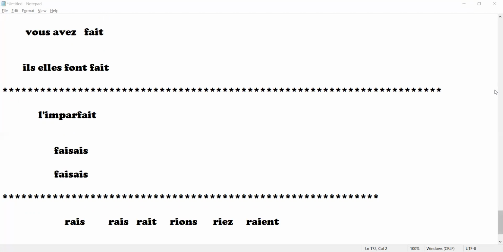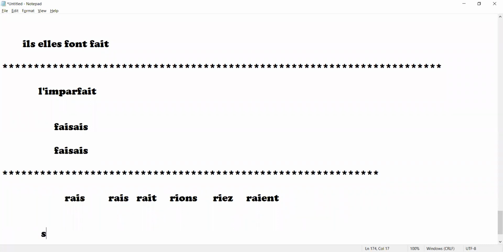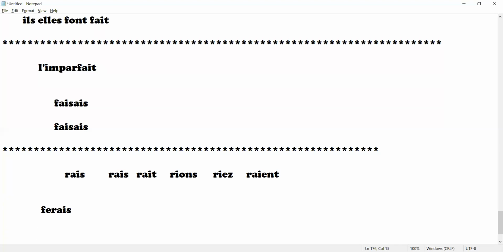Now, what would be my conditional? I will say, je ferai. Repeat it, please. With savoir, we use S-A-U in the future. But over here, we have F-E. We have to insert F-E and R-A-I-S, that's the formula. Je ferai. C'est clair. With savoir, we have to insert S-A-U. With the conditional of faire, we use F-E. C'est clair. You have to practice this fully. D'accord. Oui.